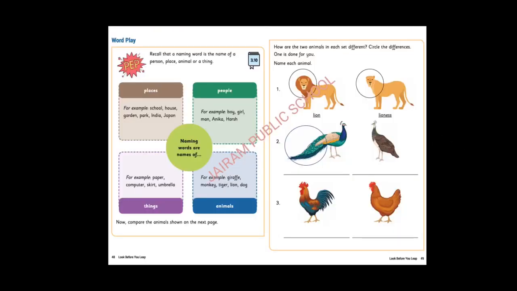Today we are going to see the nouns, that is, naming words. First, we are going to see the PEP activity. Let us read the PEP activity first.